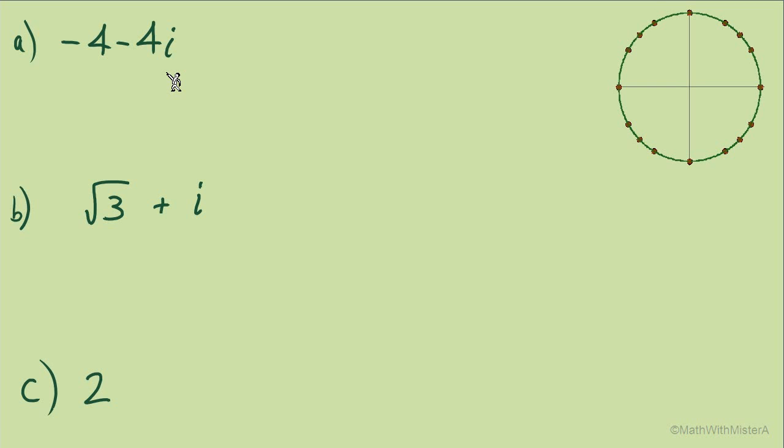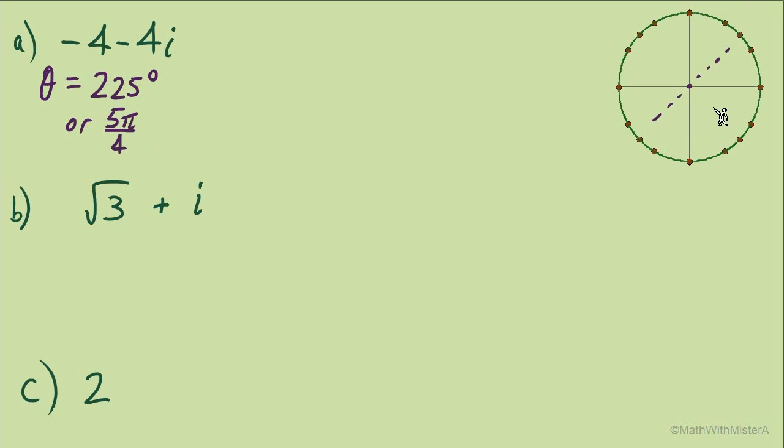We'll take these three examples. First, negative 4 minus 4i. Now we know since the horizontal and vertical are the same, we're on one of these perfect diagonals. But it's not 45 degrees because horizontal and vertical are both negative. So we're down in quadrant 3 at 225 degrees, or 5 pi over 4 radians.